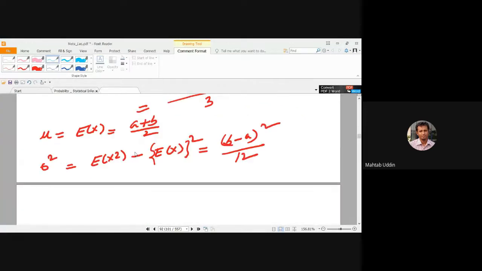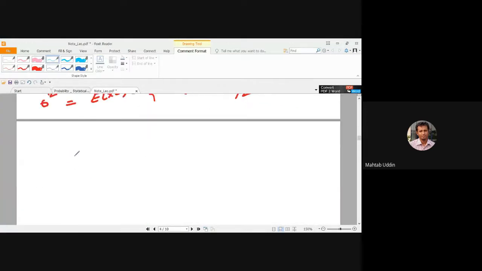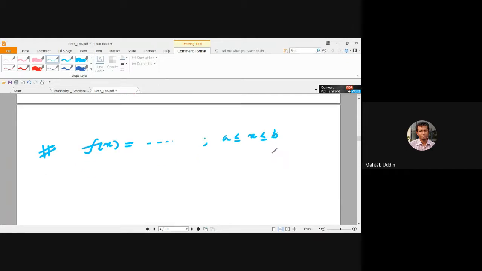Say f(x) is a function within an interval, say a less than or equal to x less than or equal to b. Within an interval you have f(x). Now you can find F(x). How can you find F(x)? By integrating f(w) dw from a to x. By this you can find what?